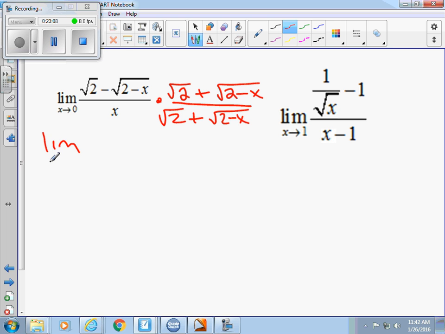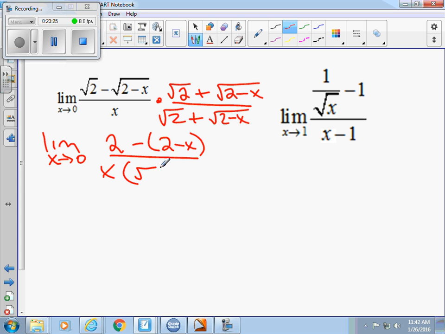On the top, I am going to multiply that out because I'm trying to get rid of that square root. And I get 2 minus 2 minus x. Be careful on that. Make sure you know the negative here goes with both the 2 and the x. Any questions about that so far?